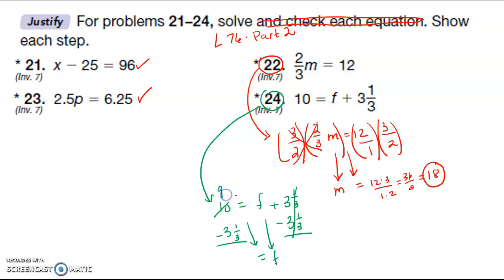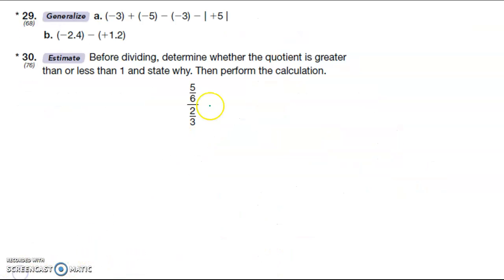Here I'm going to have to borrow 1. So 3 minus 1 is 2/3. And then 9 minus 3 is 6. So that's my answer. Okay.